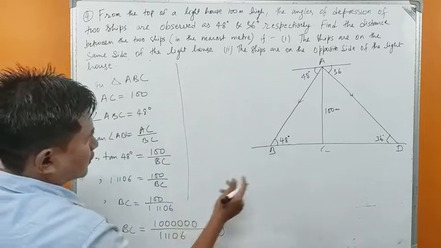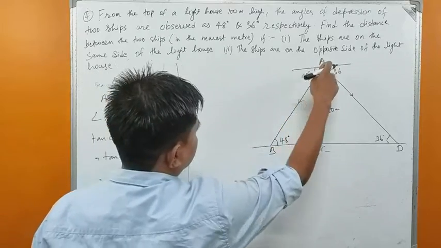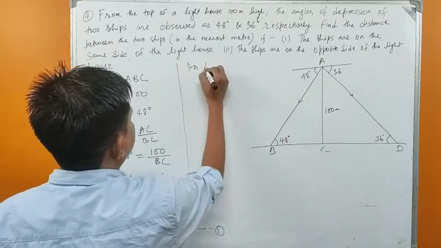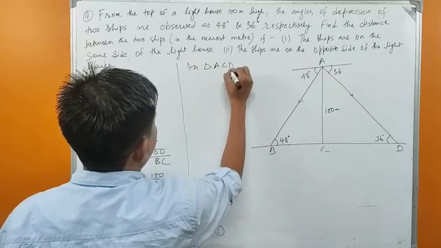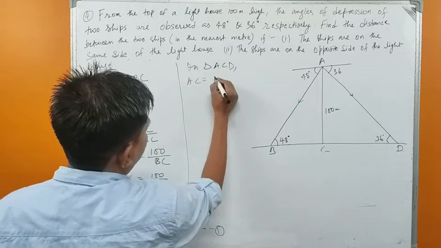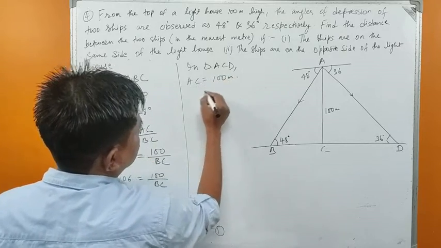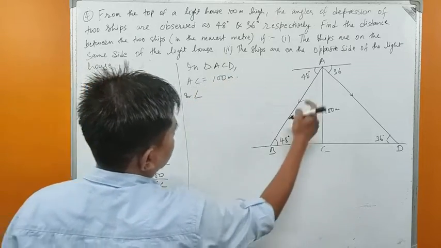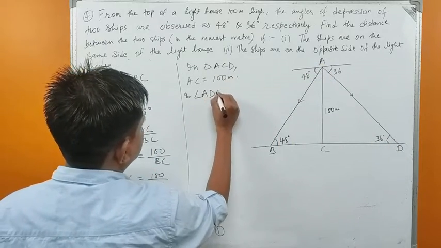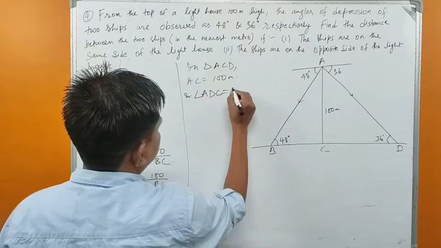Now we find CD from triangle ACD. Okay, in triangle ACD, AC equals 100 meters, isn't it? And angle ADC equals 36 degrees.